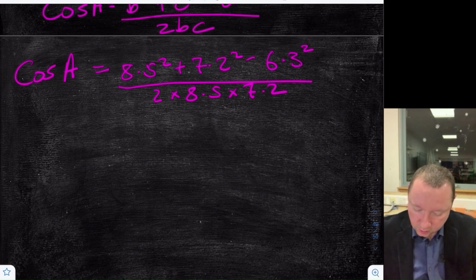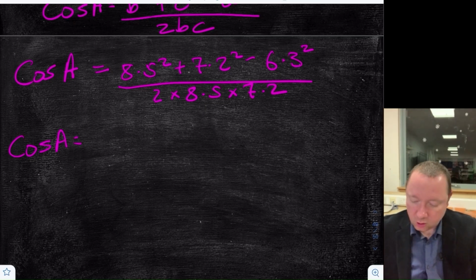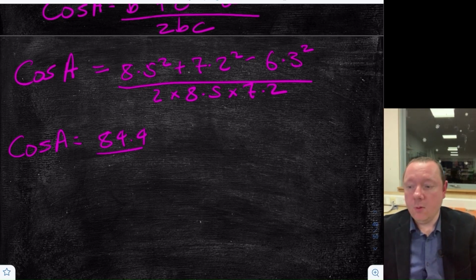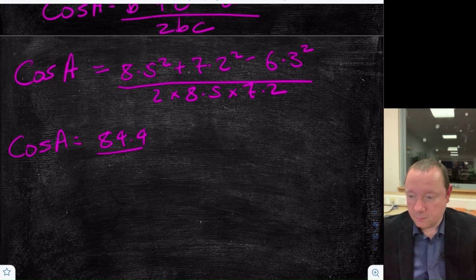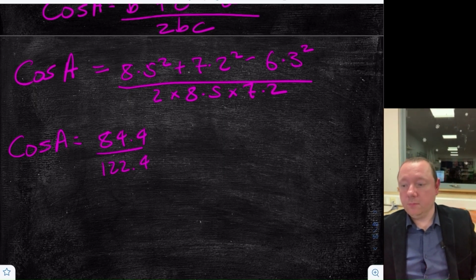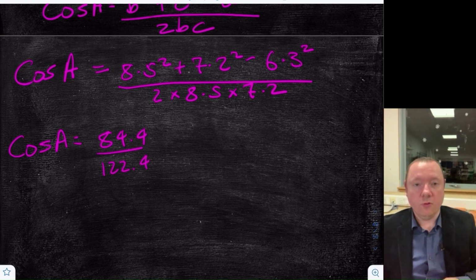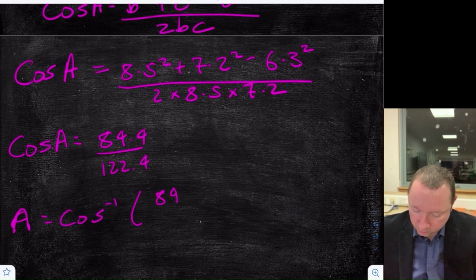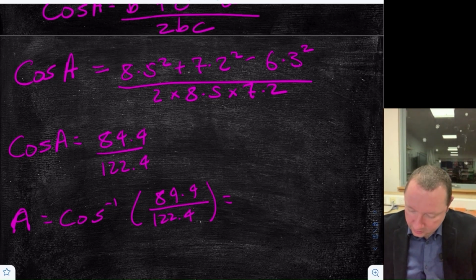Now, let's just tidy this up a little bit. If we work out our top, we get 84.4. If we work out our bottom, we get 122.4. Now, at this stage, you can either just divide them to get 0.689 or do the inverse cos of that fraction. It doesn't really matter what you do. And that means that A equals the inverse cos of 84.4 over 122.4. In a calculator, you get A is 46.4 degrees for your final answer.